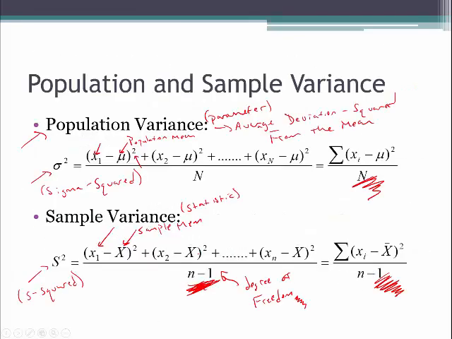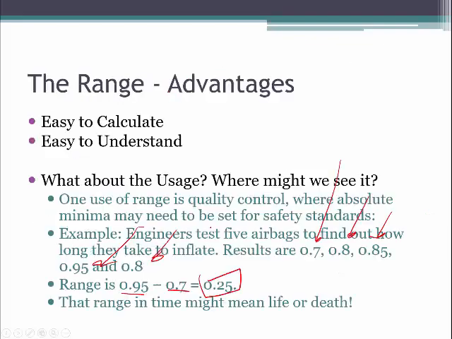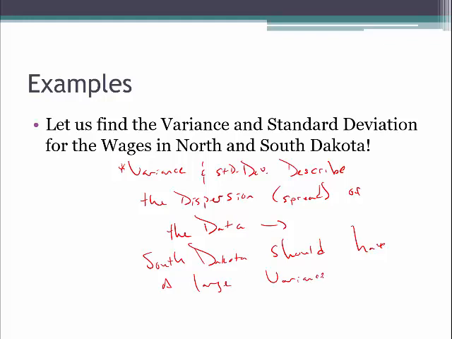So if you look here, all the way back, in South Dakota, the data is more spread out than in North Dakota. So what we should see when we do this by hand is South Dakota should have a larger variance and standard deviation. Okay, so let's do the variance. Let's do South Dakota first.